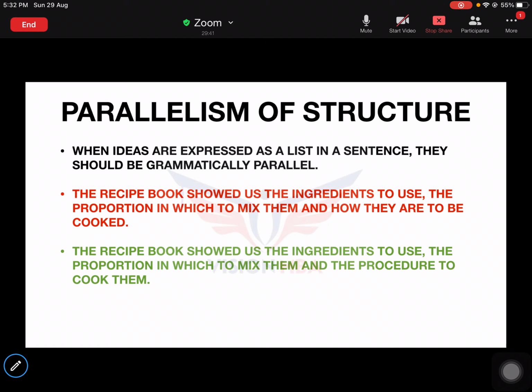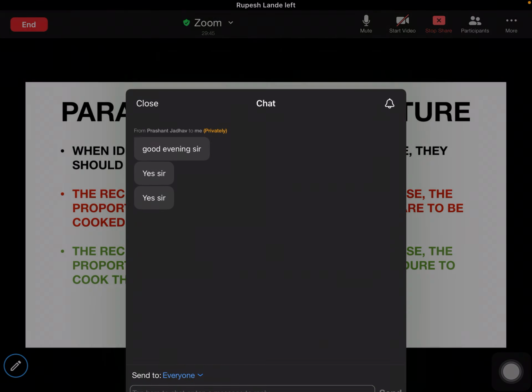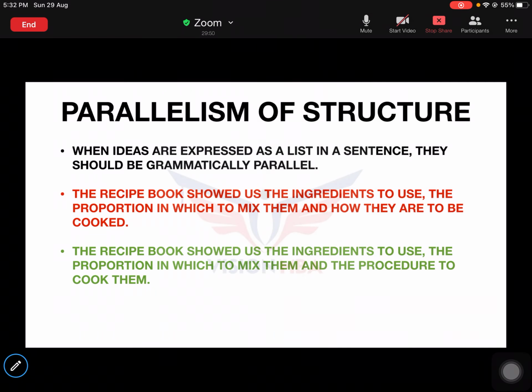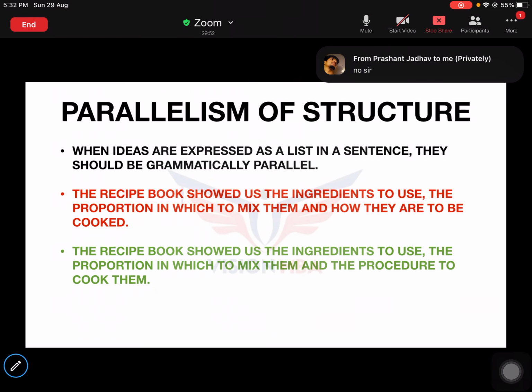Any questions, guys? Mihika, Prashant, Abhishek, Aniket, any questions, guys? Please ask. Okay.